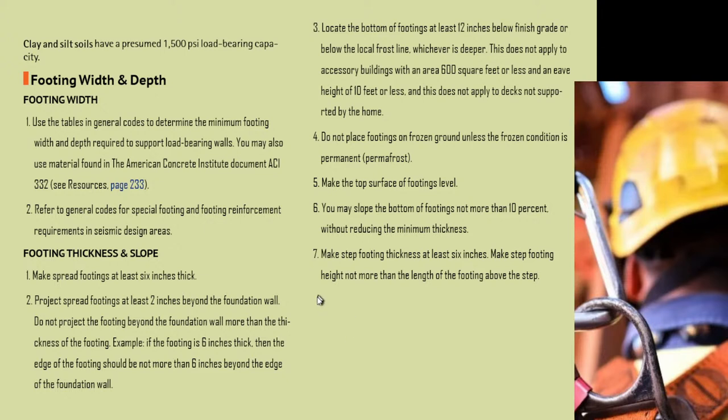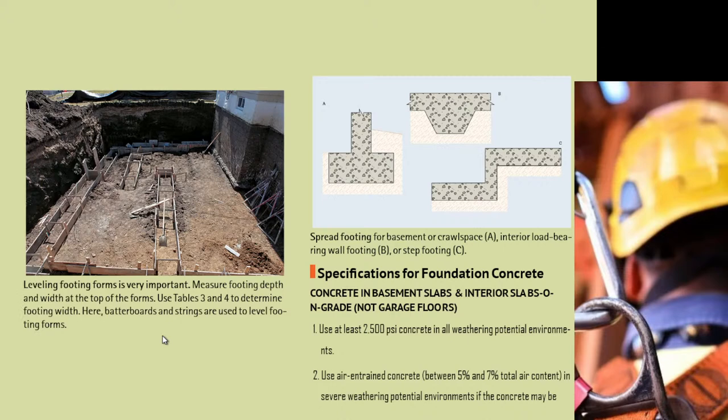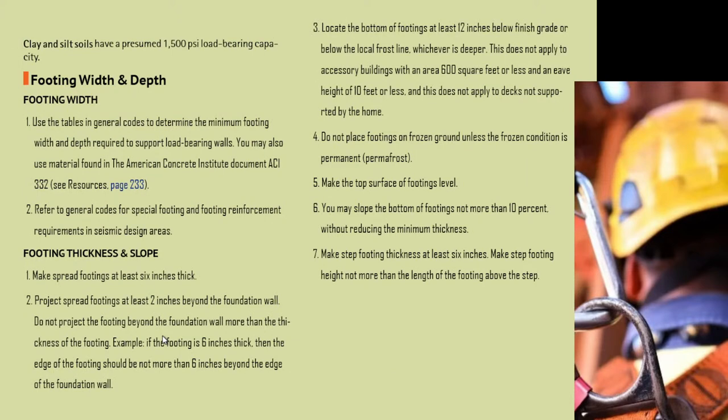So spread footings at least 6 inches thick minimum, 150 millimeters is minimum. So project spread footings at least 2 inches beyond the wall. So there is a protrusion beyond the foundation wall, at least 2 inches. Do not project the footings beyond the foundation wall more than the thickness of the footing. So if the footing thickness is 6 inches, then the edge of the footing should not be more than 6 inches beyond the edge of the foundation wall.